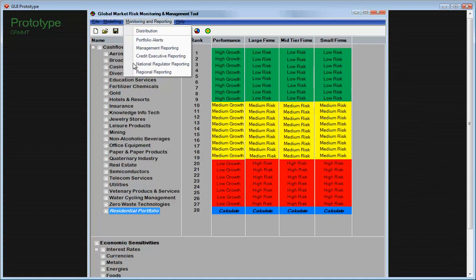As mentioned before, there is a series of other reports. At this stage they're flexible in their design, but looking to cover management reporting levels and, as we said, credit exec levels, and also national regulators and other reporting bodies, whether they be regional or otherwise.